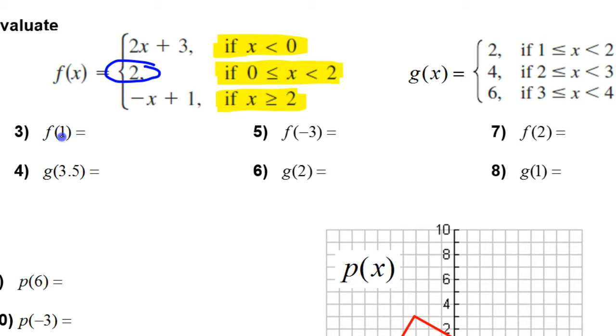So now normally we would take this and plug it in for x. But there is no x. It's just a constant. So that means the answer is just simply 2.